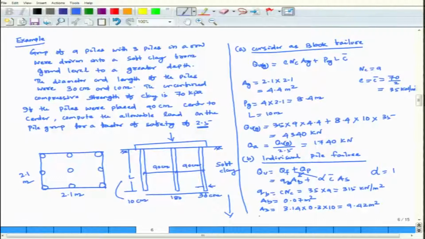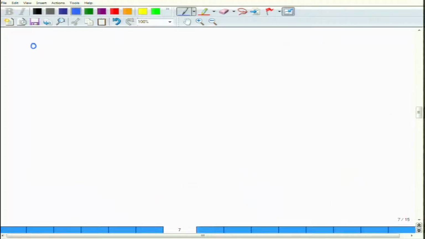Then QU comes out to be 352 kilonewton. Then group capacity is equal to how many number of piles? 9. 9 into 352, which is equal to 3168 kilonewton. Now Q allowable is equal to 3168 divided by 2.5, which is equal to 1267 kilonewton.